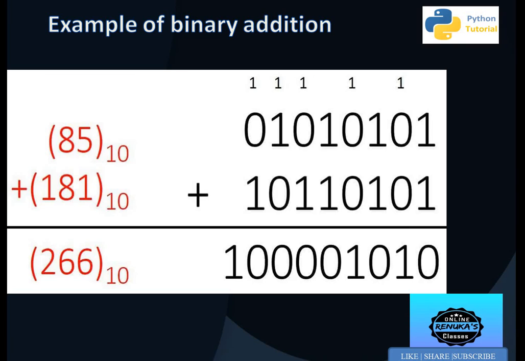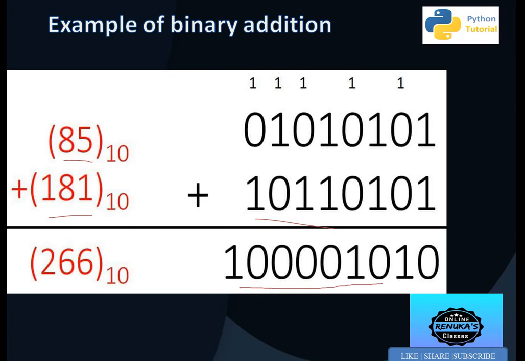For example, for 85 the binary equivalent is this, and for 181 the binary equivalent is this. We have to do the addition. So according to the rules, let's start from the right hand side. 1 plus 1 is 0 with a carry 1. Now 1 plus 0 is 1, plus 0 again 1. Then 1 plus 1 is 0 with a carry 1. 1 plus 0 again 1, and 1 plus 1 is 0 with a carry. Again 1 plus 1 is 0 with a carry, 1 plus 1 is 0 with a carry, 1 plus 1 is 0 with a carry.